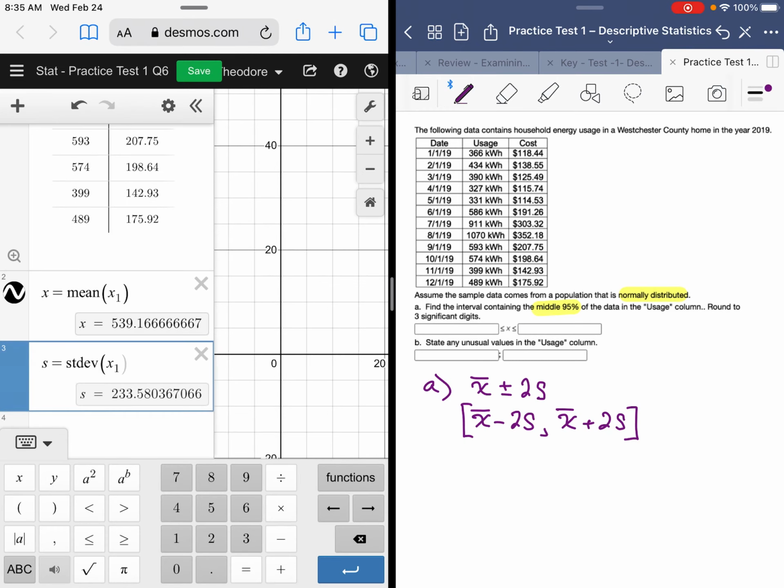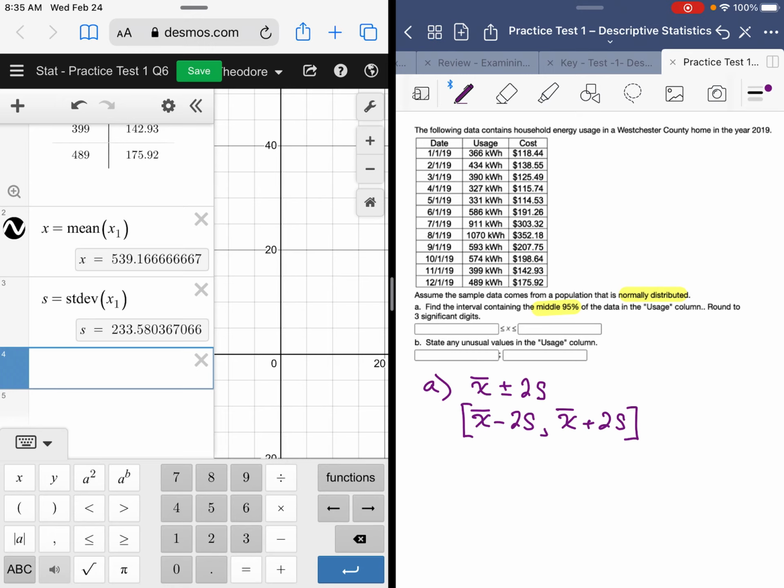You don't actually need to do what I'm doing there in terms of x equals and s equals in order to get the numbers. It'll just make the next step a little bit simpler. So x bar, I'll make a little note here, is approximately 539.167. Three significant digits is where we're going, so I want to make sure I do that. And s is approximately 233.580.